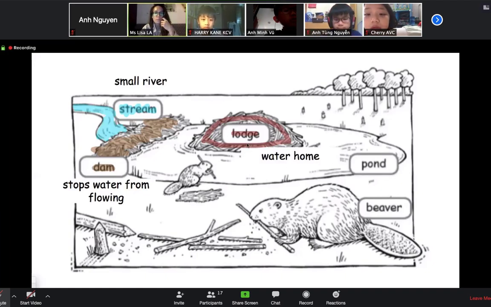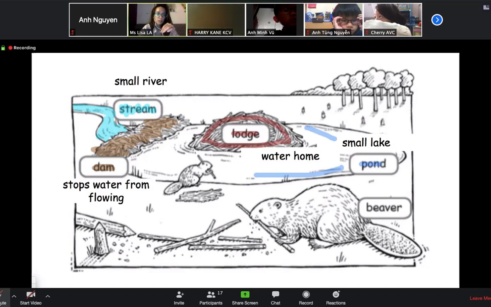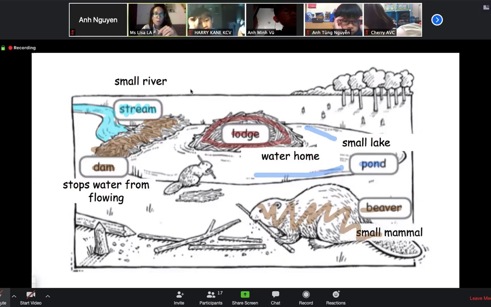Good job. All right, what about a pond? Jenna, Cherry, what is a pond? A small lake. Okay, good. A pond is a small lake. Our pond is over here. And last, a beaver. Hang on, what is a beaver? Animals. An animal. This is our beaver, and we can say beaver is a small mammal. It lives in the water and also on land, and it builds its house out of sticks. Good job, Klangan. So these are all of our vocabulary words.